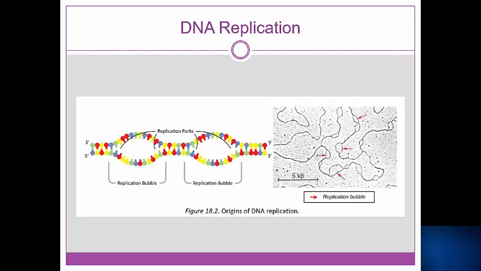This figure shows diagrams of eukaryotic DNA. We can tell that this is eukaryotic DNA because it is linear, not circular as in prokaryotes. In addition, there are multiple origins of replication.